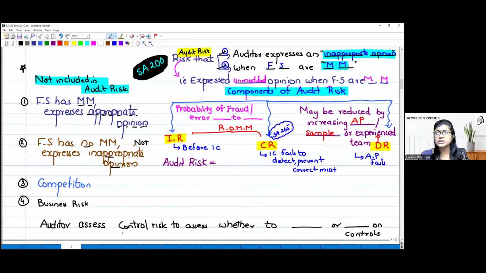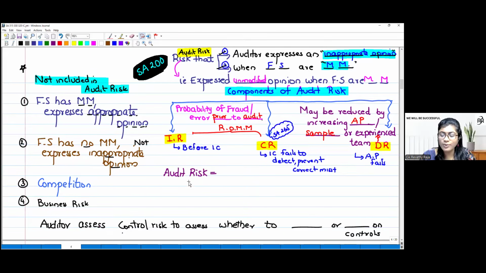ROMM, risk of material misstatement. Risk of material misstatement in FS. It is before audit, prior to audit. That's why we are identifying and assessing. It's already there before our audit. That's why you are identifying and assessing because it's already there. So likelihood of misstatement in FS. FS is prepared before audit. So ROMM is something which is happening before audit.